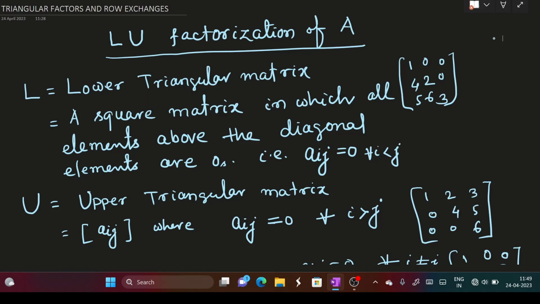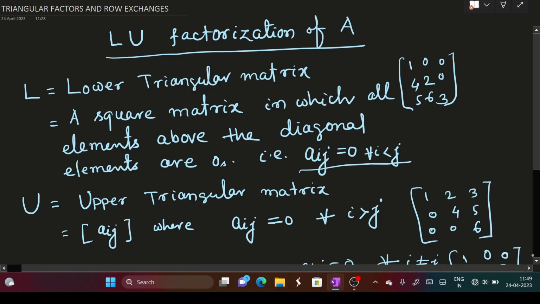A lower triangular matrix means a square matrix in which all the elements above the main diagonal are 0. And what is an upper triangular matrix? A matrix in which all elements below the main diagonal are 0. So this is the condition, that is aij equal to 0 for all i less than j. Here it is upper triangular, aij equal to 0 for all i greater than j.